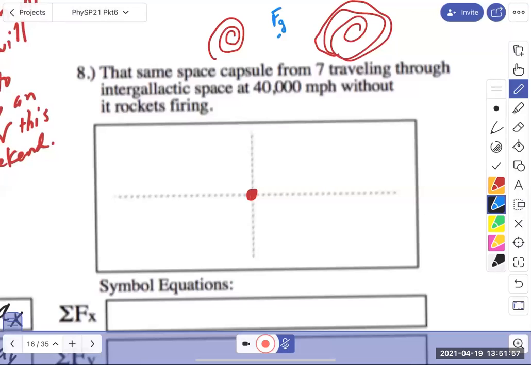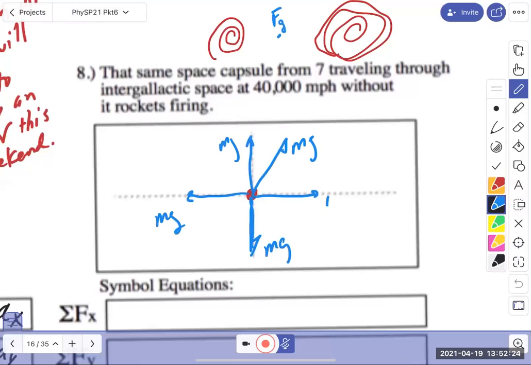And obviously the space capsule has mass. So we have mass, we have gravity. We should put down mg. What direction? This way, like we always do? Could it be this way? Would mg even be moving, or would it go in the direction of motion? mg is in all directions. There is gravity, but it's omnidirectional.